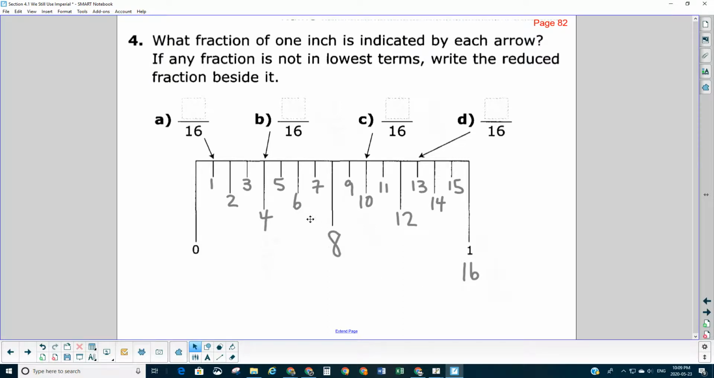And so reading these in 16ths is actually easy. We're just going to need to count each tick. So you see the arrow at the first one, so we must be at 1/16. That is 1/16th of an inch. Okay, so here's the 1 inch. This is 1/16th of an inch. It's one fraction, one part of it. It's like one little piece of pizza out of the 16 chunks.